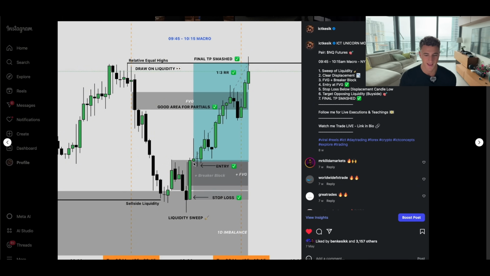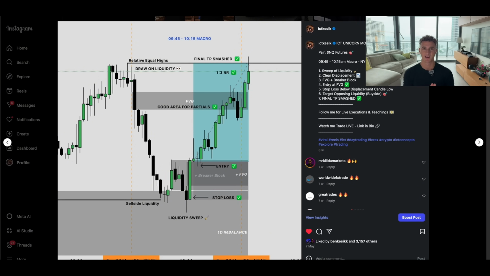You're going to have your entry on the edge of that fair value gap there, stop loss below the swing low. Now in this scenario here, we were actually risking more than 30 handles if we would have put our stops below the swing low. So the next place that you put your stop loss is going to be that displacement candle's low, which is the second candle there, right? So we were risking around 30 handles in that trade. We entered long and we target the opposing liquidity. So the next draw on liquidity here are going to be these relatively equal highs.